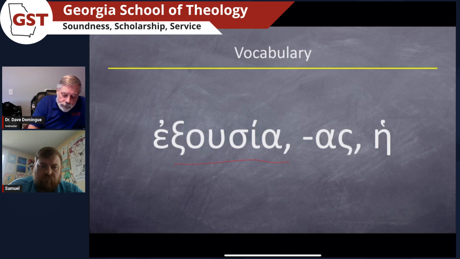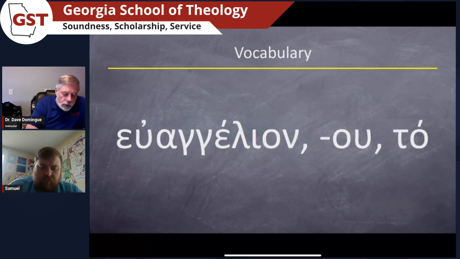Exousia, also a feminine word. There's the genitive singular. Feminine word. This means, of course, power or authority. Evangelion. This is going to be the good news. And notice that this is a neuter word. There's our genitive form for it.